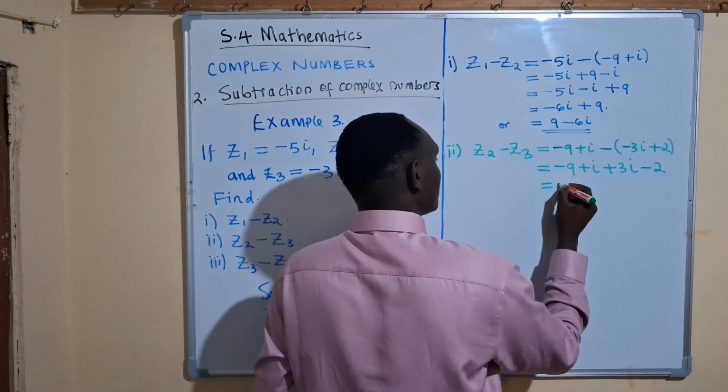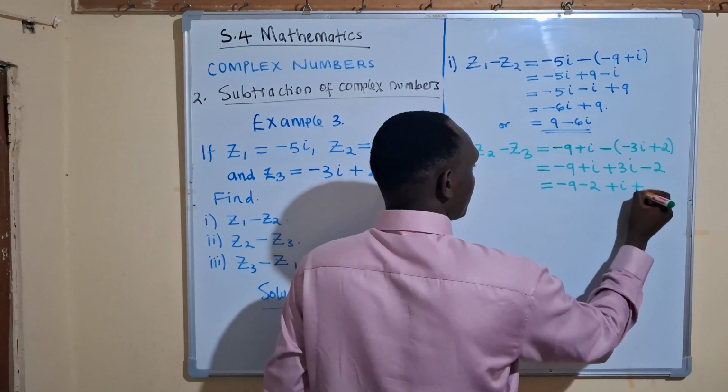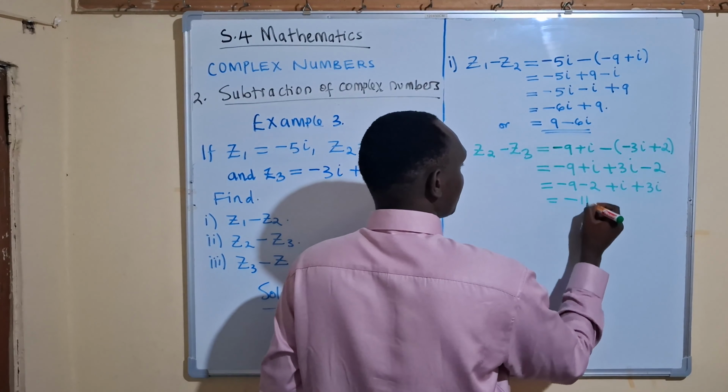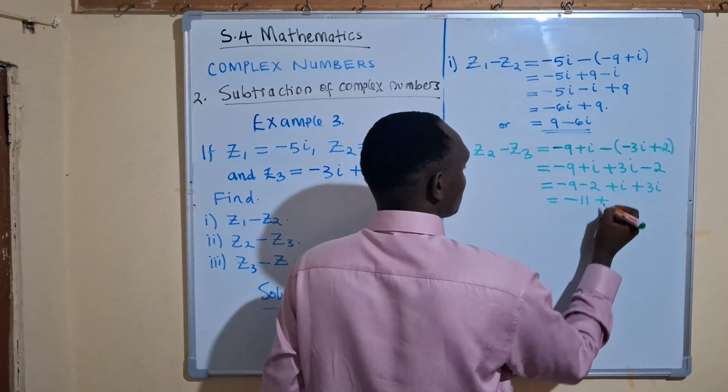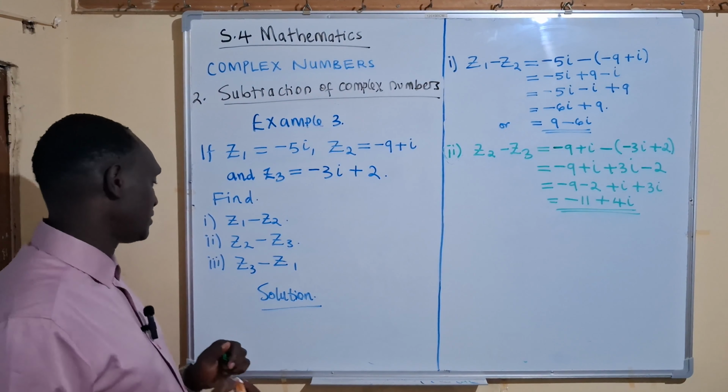On collecting the like terms, we shall have negative 9 minus 2 plus i plus 3i. What is negative 9 minus 2? It is negative 11. Plus, what is i plus 3i? That gives us 4i. And that is the answer for Z2 minus Z3.